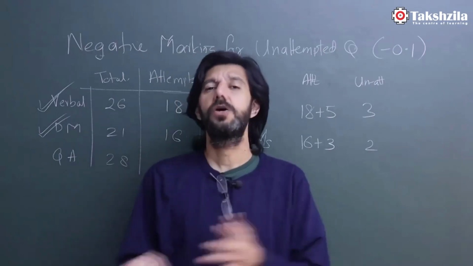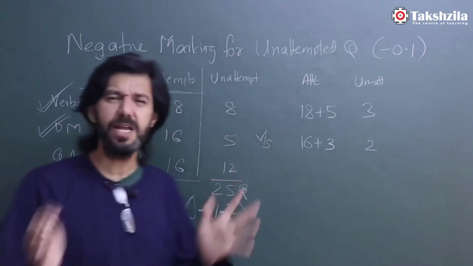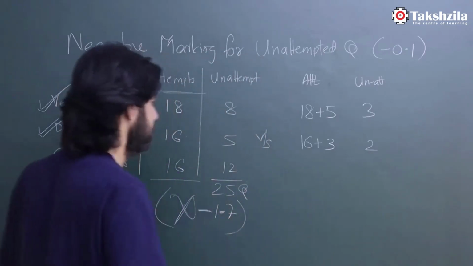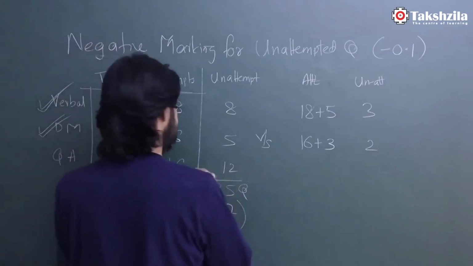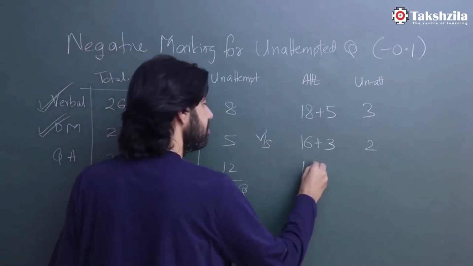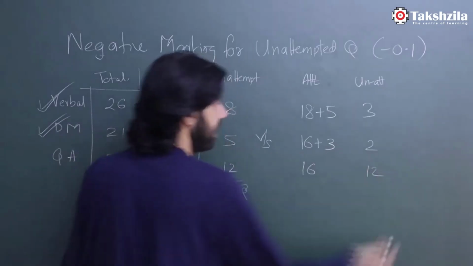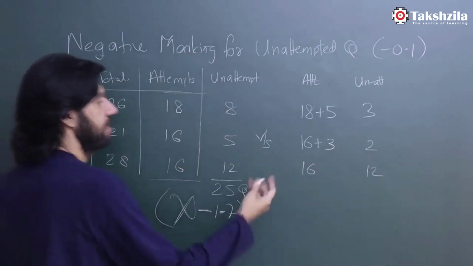Either you get a question or you don't get it. Very, very rarely can you eliminate options over there, right? So I'll just leave it as it is. So you attempt 16 questions, nothing more, and 12 questions are left unattempted. So let's compare this scenario.